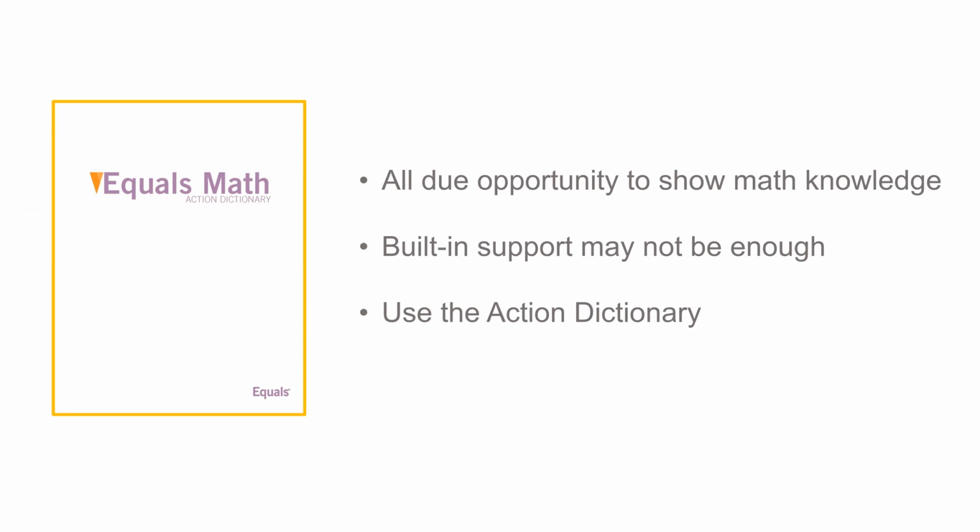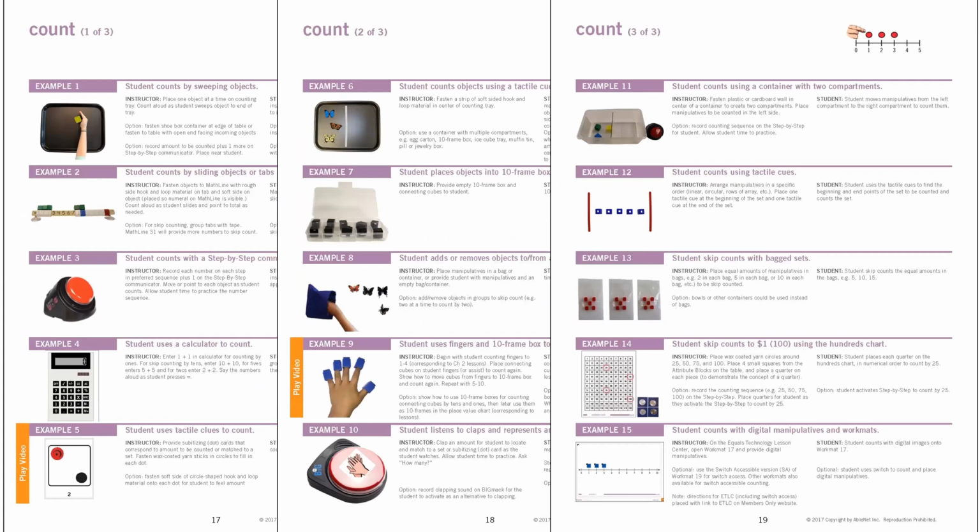The Action Dictionary will support language, motor, vision, attention, cognition, any of those things. And you see a lot of opportunities, a lot of things to choose from. Just for the word count, you see 3 pages of ideas of how to support the student, not to learn how to count, because that's what the lessons are for, but rather to give students the support they need to use the tools so they can count, right? It gives them that opportunity to do that. So you can see there's a tremendous amount of options there.